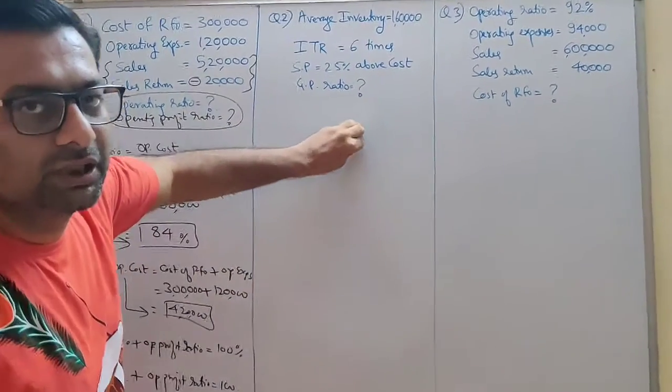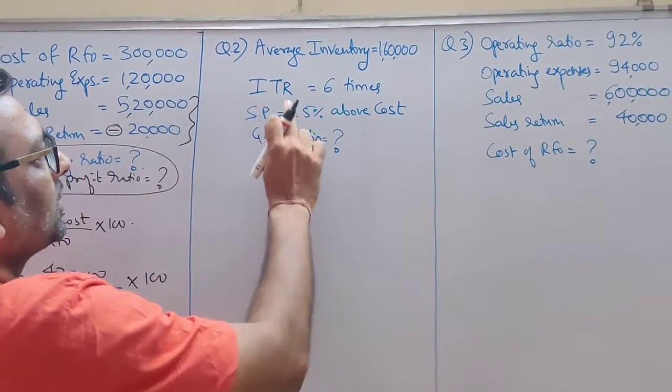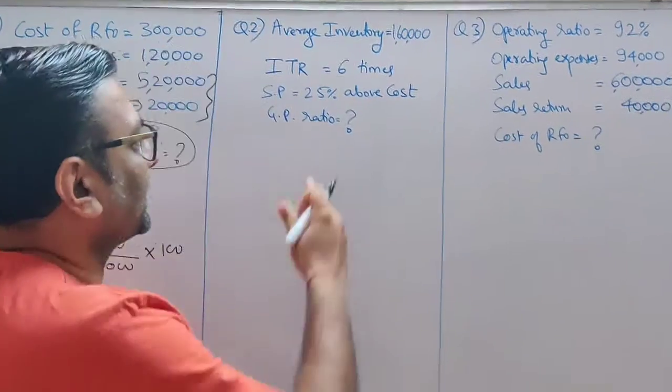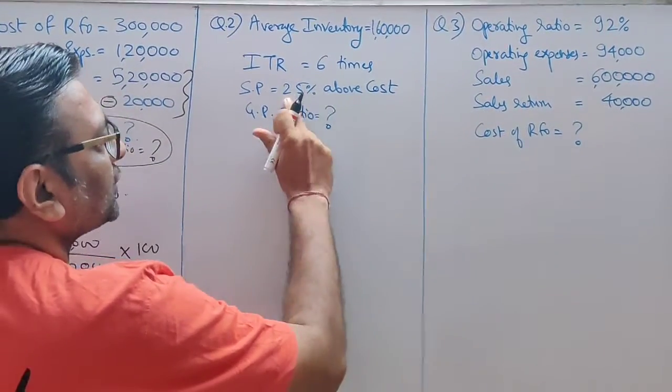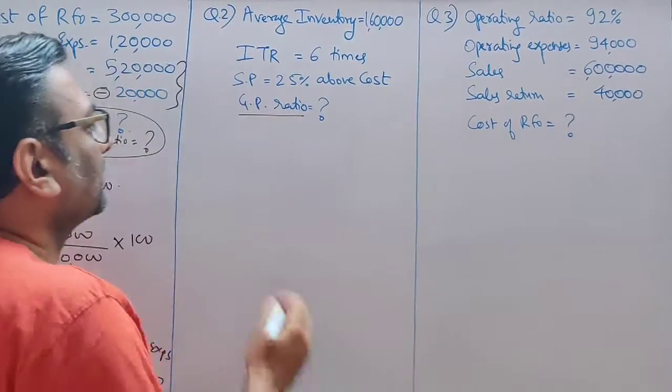Now let's move on to the second question. Average inventory is given, 1,60,000. ITR is given. ITR is inventory turnover ratio, 6 times. Selling price is 25% above cost. They want us to find gross profit ratio. Fine.